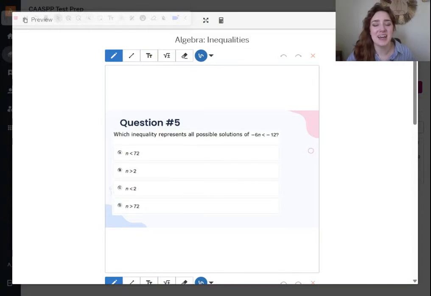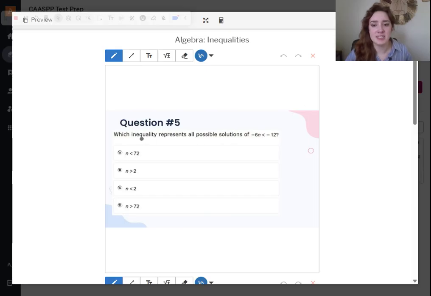Hey guys, we're recapping and getting ready for our CAASPP state testing for 11th grade. This video is looking at inequalities: solving them, graphing them, linear equations with inequalities, and I think a system of inequalities too. All right, so we've got two questions we're going to look at.